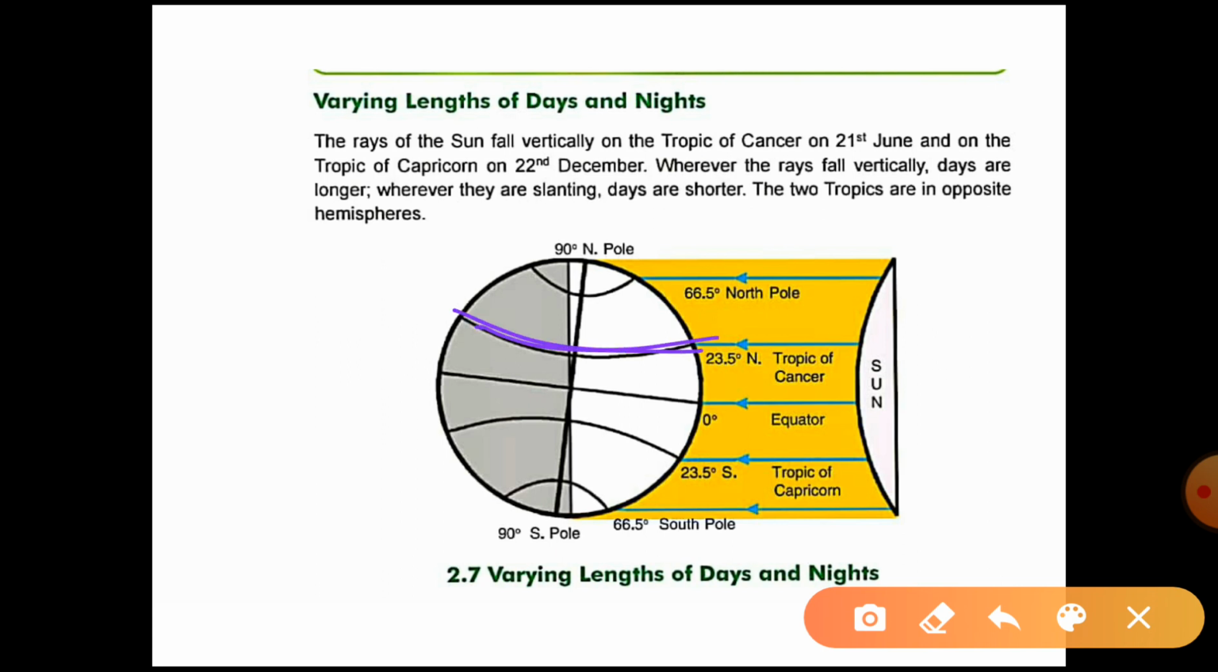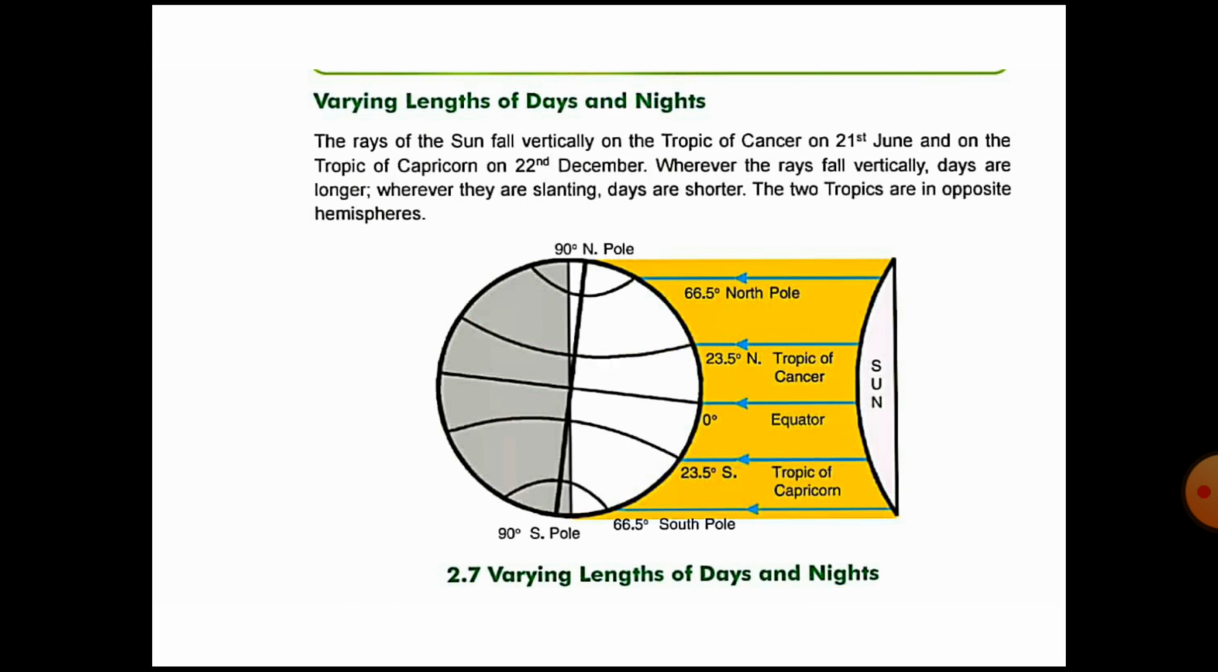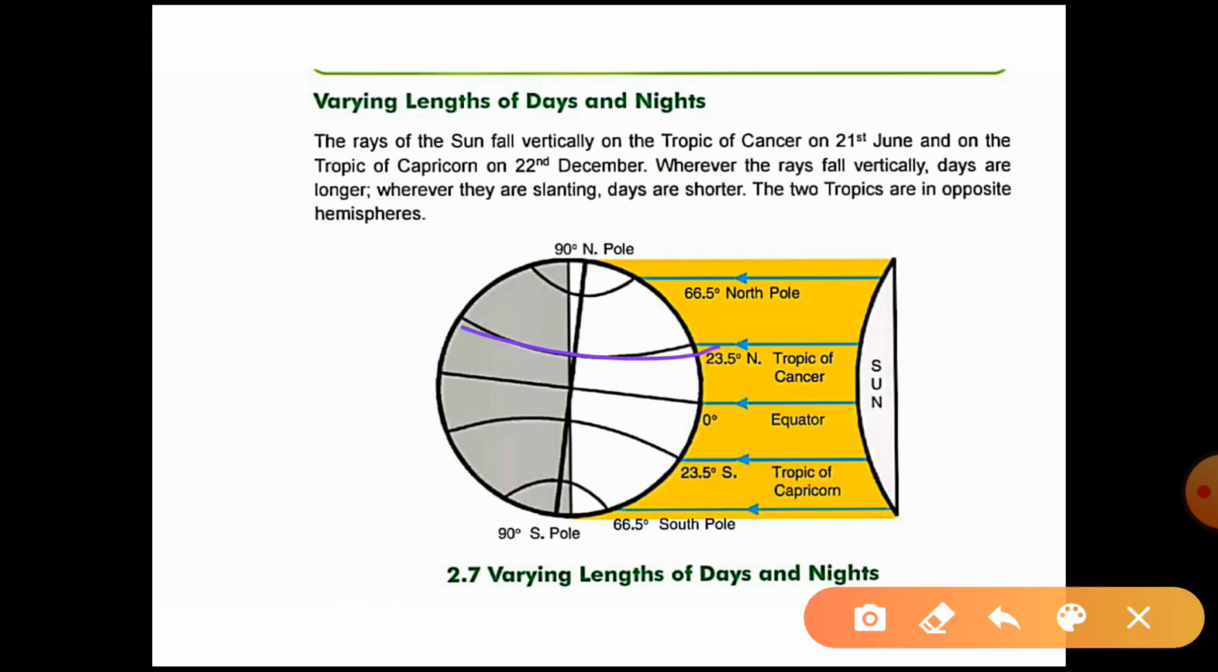Here is the longest day, and wherever they are slanting, which means not straight, days are shorter. Okay, so here in this picture you can see the daytime in the northern hemisphere at the Tropic of Cancer is longer, and at the Tropic of Capricorn is shorter.